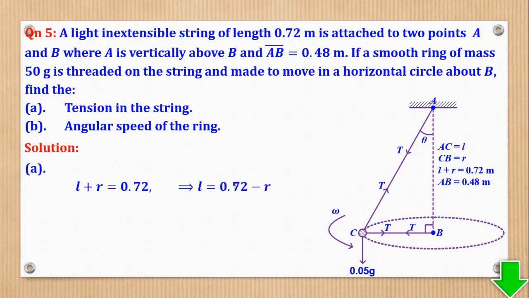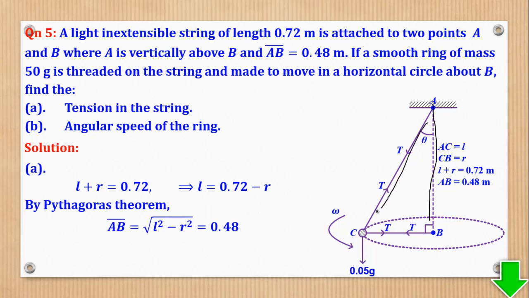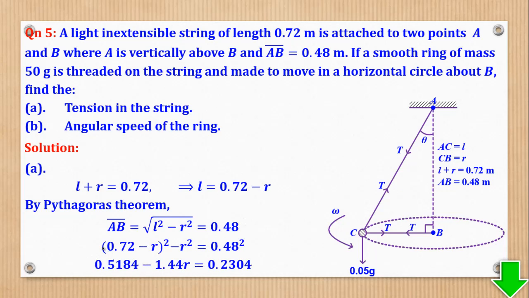Meaning that L will be 0.72 minus R. And by Pythagoras theorem, AB will be given by the hypotenuse minus this, which is L squared minus R squared, and they told us AB is 0.48. So square both sides and expand.